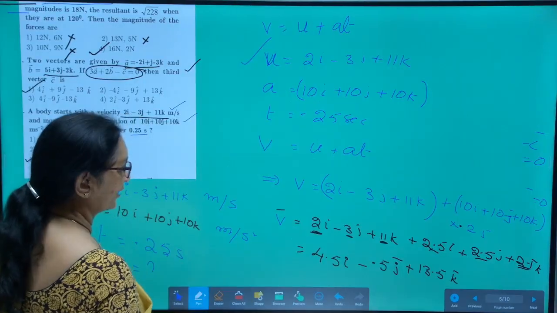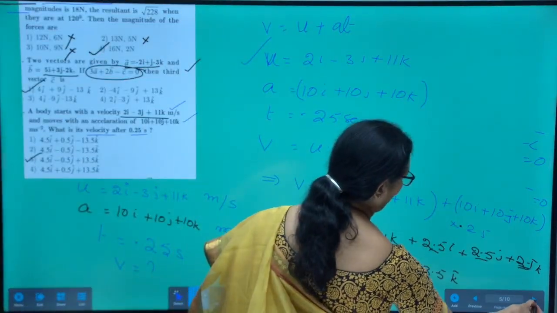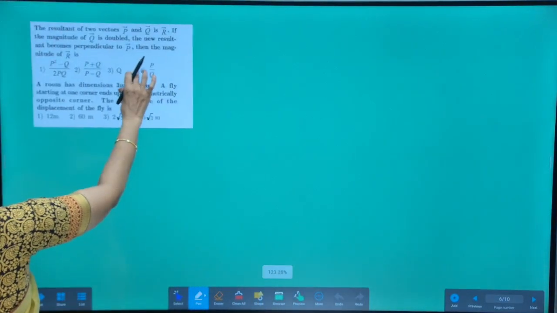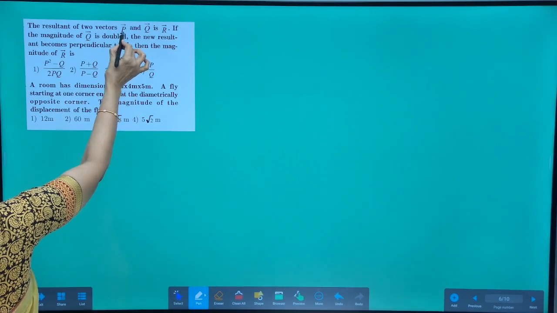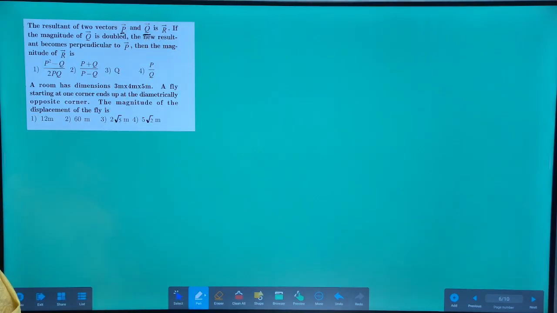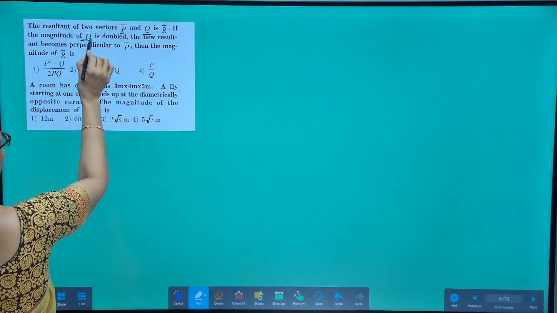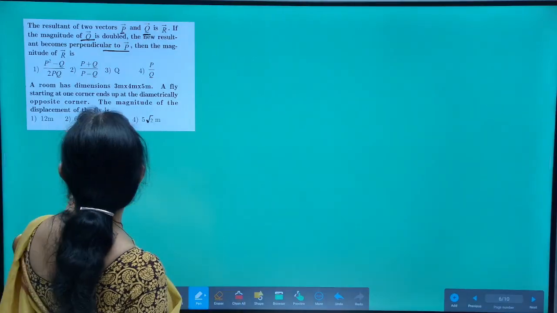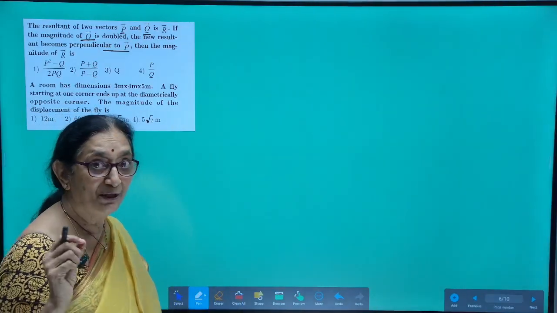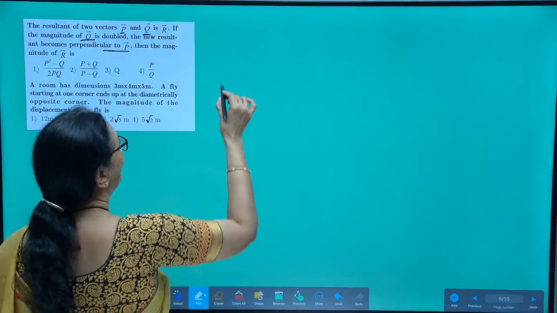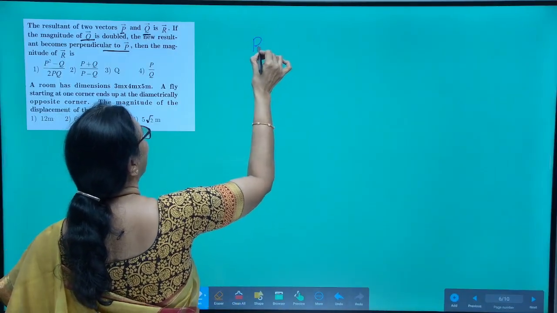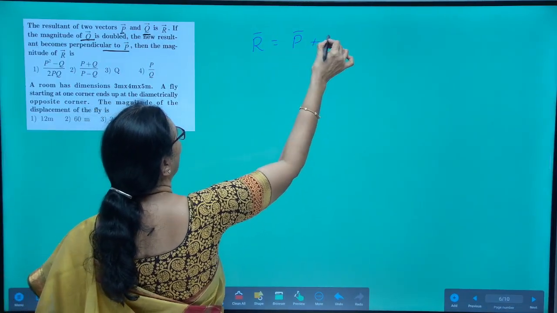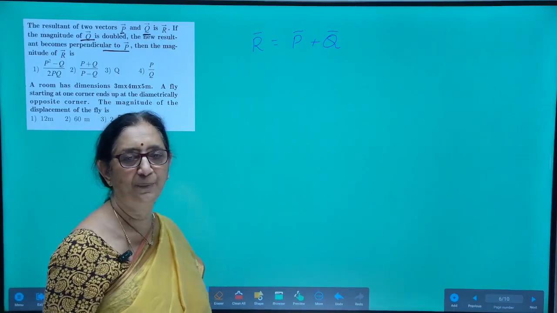Now let us go to the next page. Look here. In this problem, the resultant of two vectors p bar and q bar is r bar. If the magnitude of q is doubled, the new resultant is perpendicular to p. Then find the magnitude of r bar. You have to follow this very carefully. The resultant of p bar and q bar is r bar, so r bar is equal to p bar plus q bar.